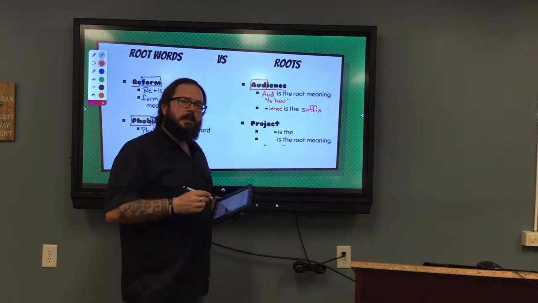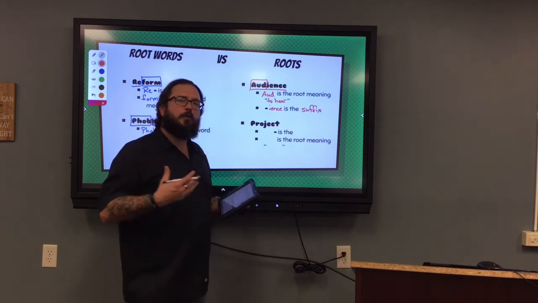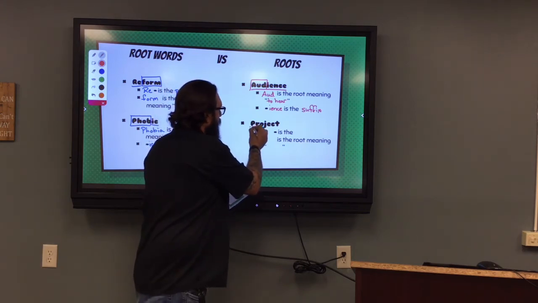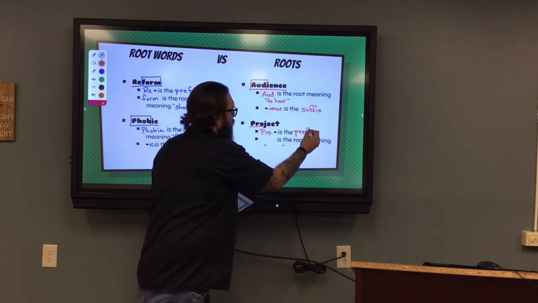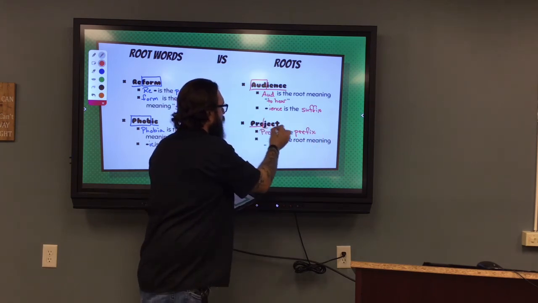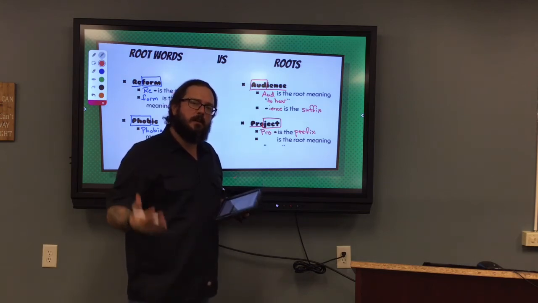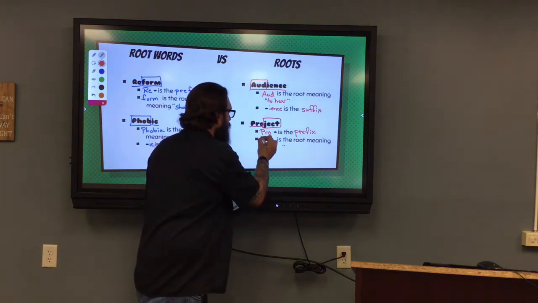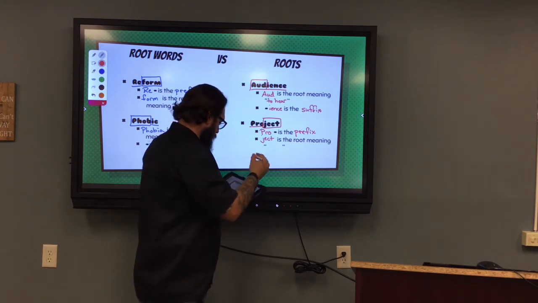In our final example, we have project. In this case, we're going to look at project. Our prefix is pro, and the root is ject. This word cannot stand on its own. It has to have an affix in order for it to make sense. But ject means to throw.